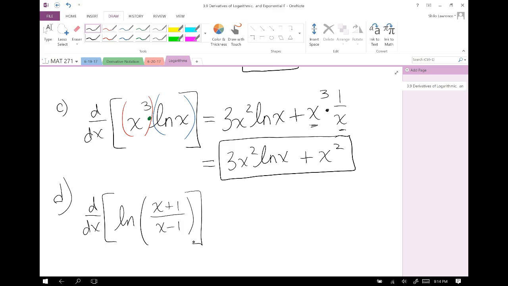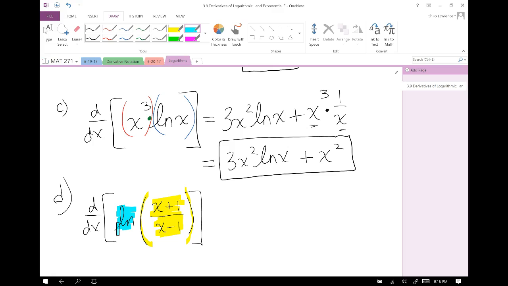I don't see multiplication. What I see is parentheses with a function of x on the inside, and then another operation on the outside. What this is going to be is a chain rule. There's an inside and there's an outside.